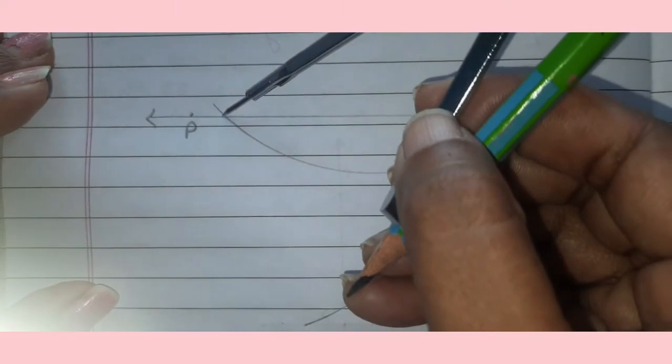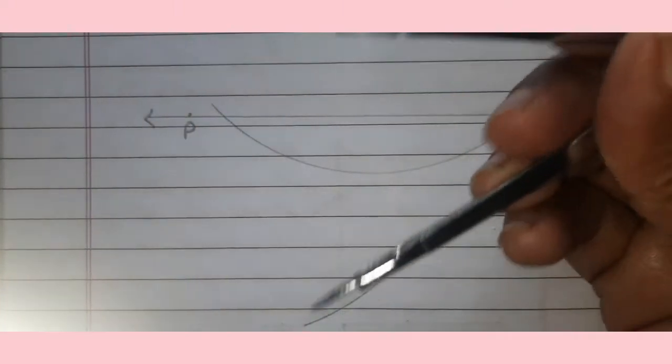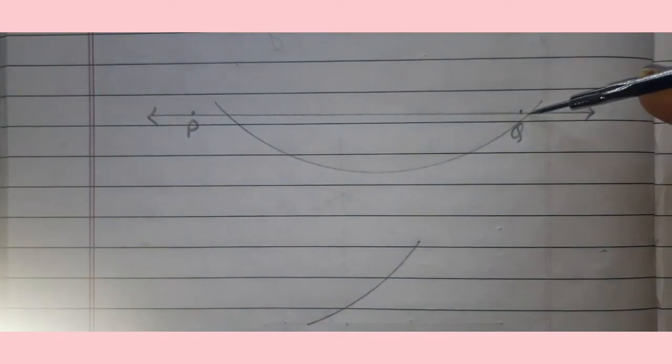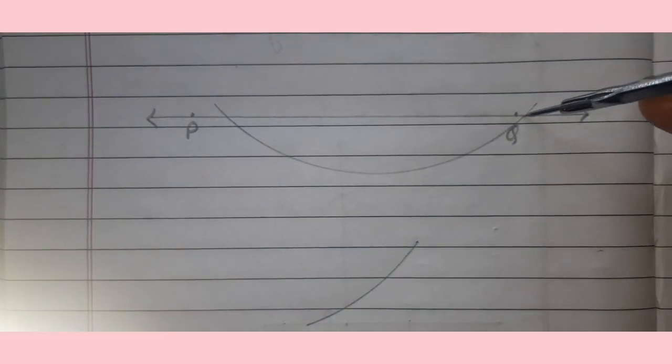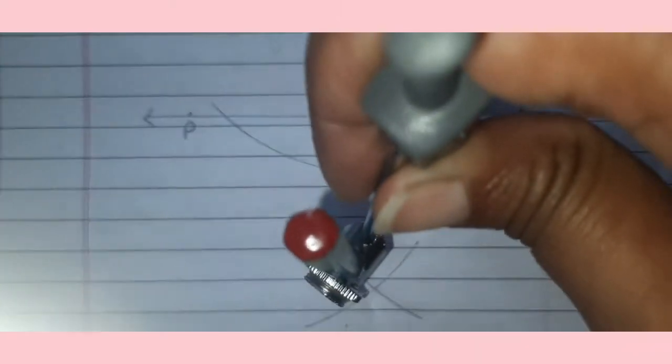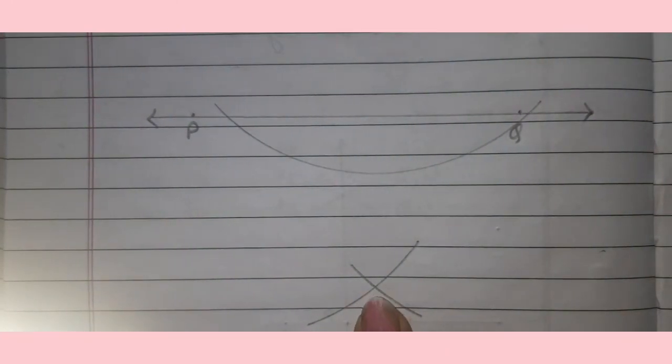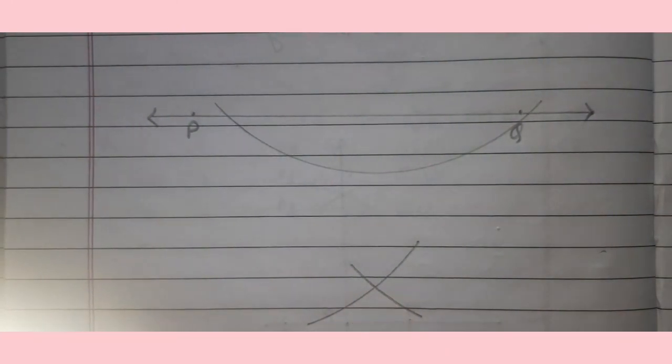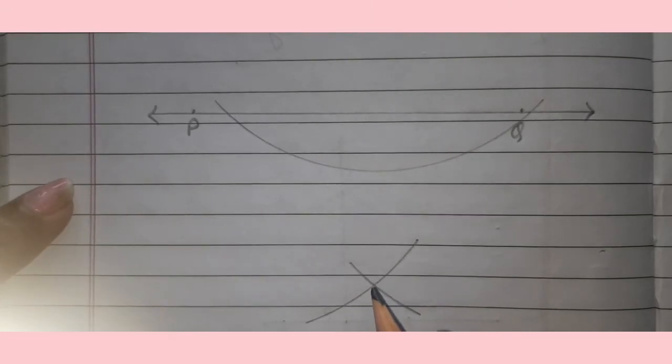See what I have done? I have kept the pointer on P and I have drawn an arc. Similarly, without disturbing the measure of the compass, I'll keep the pointer on the point where the arc is intersecting near point Q, and I'll intersect the arc which is drawn from point P. So I'll get a point of intersection over there. That point I have to join with point M.